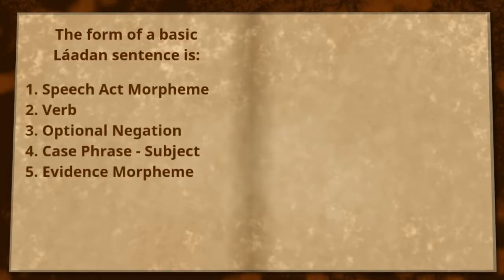The form of a basic Láadan sentence is, first, the speech-act morpheme, second, the verb, third, an optional negation to that verb, fourth, the subject, and fifth, the evidence morpheme.